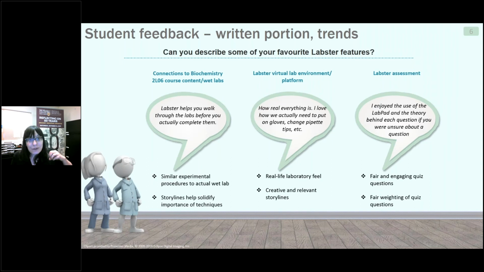They're multiple choice quizzes, and they also have a theory page so they can visit some of the theory if they're a little bit cloudy on it. So they really enjoyed the use of the lab pad, which directs them through this whole thing, and the theory pages behind each question, and the ability to go to the theory page if they needed it. So again, they thought the quizzes were fair, engaging, and also fair weighting.